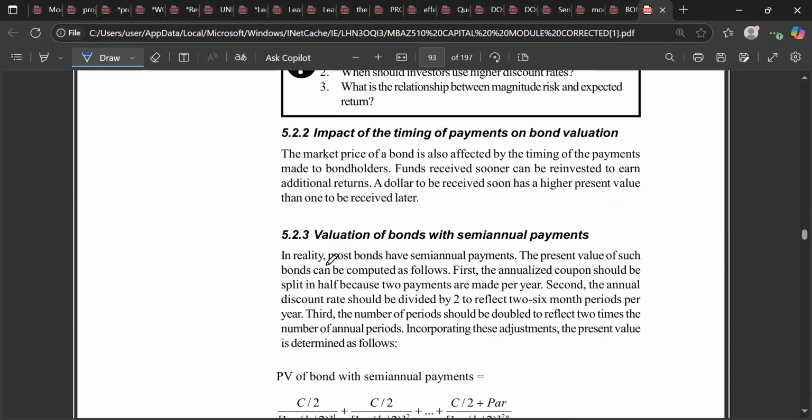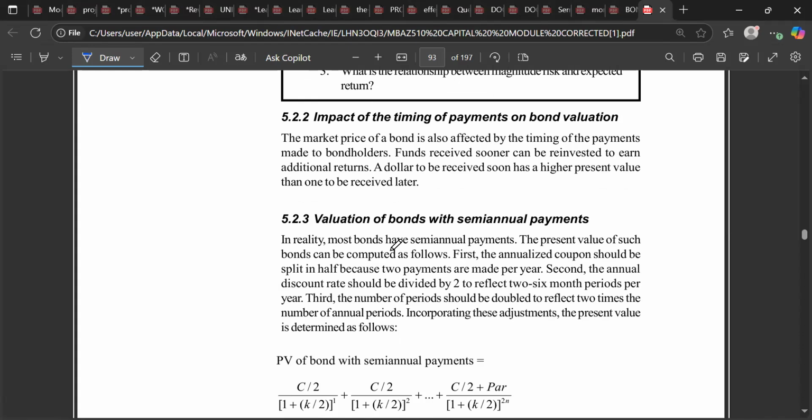Okay, let's look at the impact of timing of payments on bond valuation. What does timing of payments mean? It means the segmentation of payments in bond valuation. Are they annual? Are they semi-annual? Are they quarterly, and so on and so forth? Earlier cash flows are more valuable due to reinvestment opportunities. So a bond that pays semi-annually is generally worth more than one that pays annually, even with the same coupon rate.